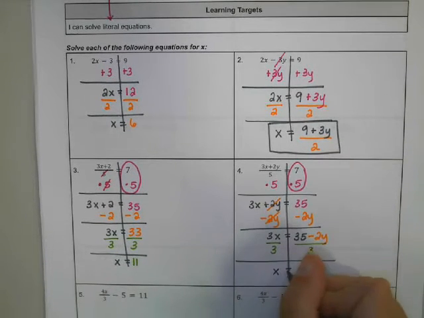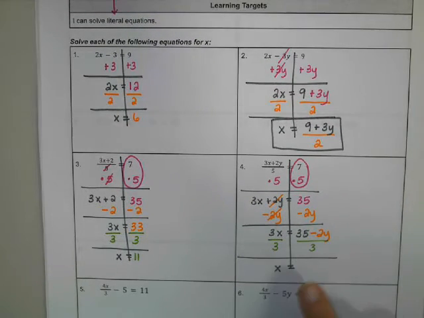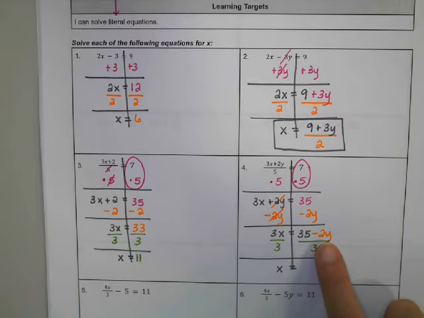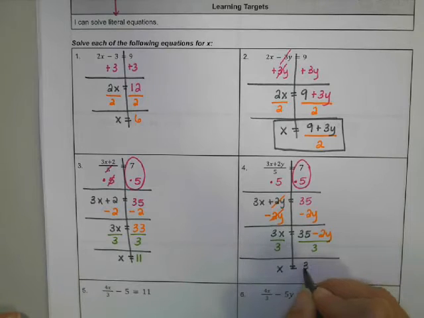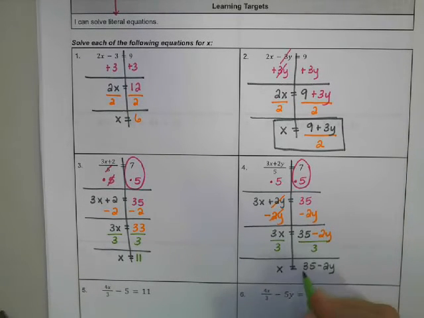Now, in problem number 3, we were actually able to compute 33 divided by 3. We could calculate that and get 11. But in this problem, we don't know the value of y, and 35 and 2 do not divide nicely by 3. So instead, I'm just going to copy this whole thing down, and that's going to be my answer.